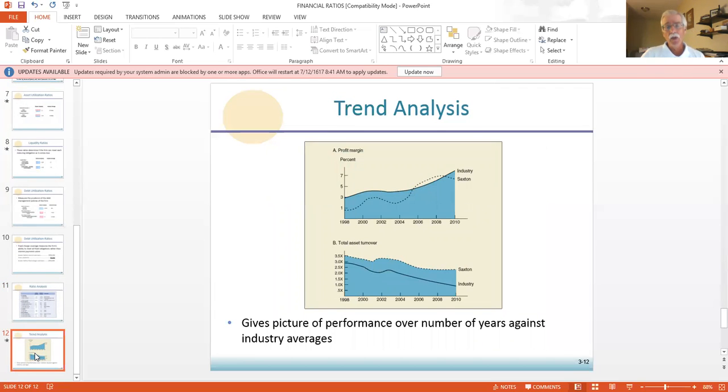This last slide shows us that we often will look at ratios over time rather than comparing them just in one time period. And this gives us an idea as to how we're trending. And that is a brief discussion of financial ratios from Chapter 3 in your text.